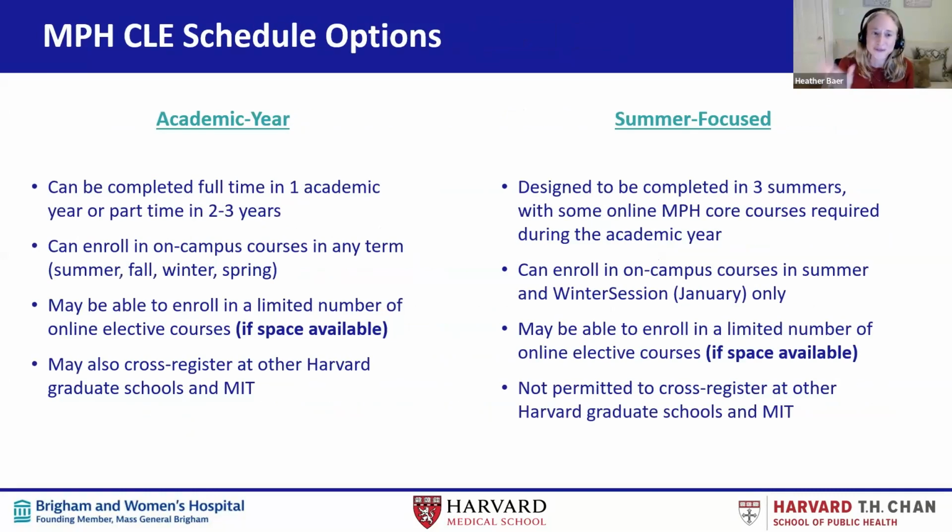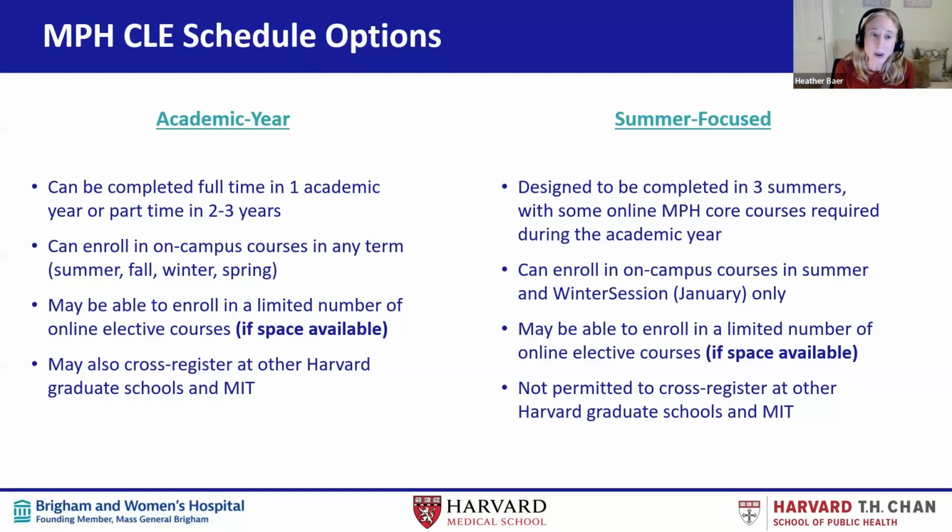There's a couple different flavors in terms of the schedule for how you can do the MPH in clinical effectiveness. One of the options is called the academic year MPH in clinical effectiveness, and that's what's shown here on the left side of the slide. If you do the academic year program, that essentially means that students are either completing the degree full-time in one academic year, and that's often true for international students, but it also can be done part-time.